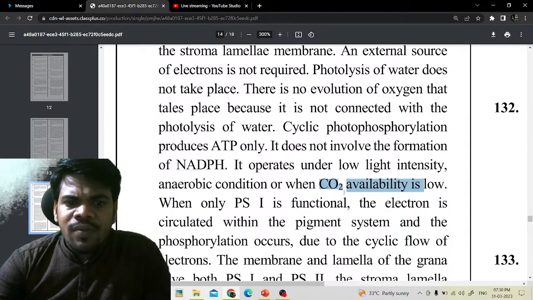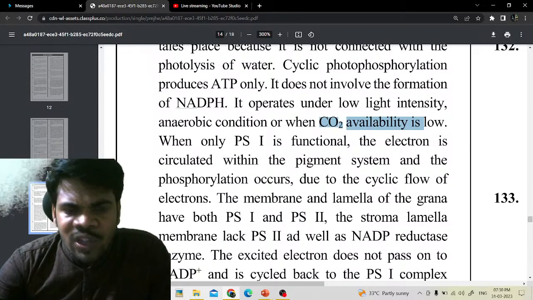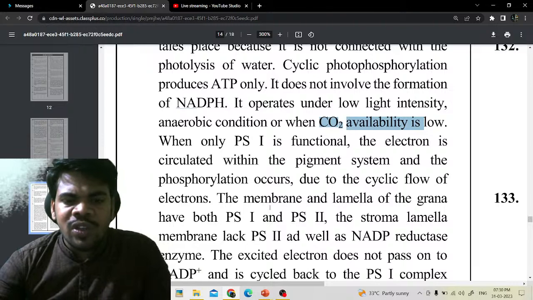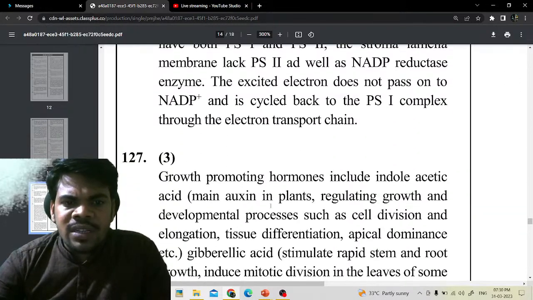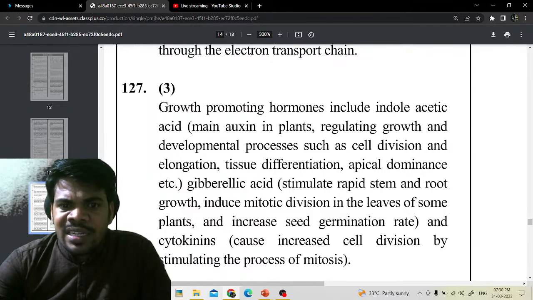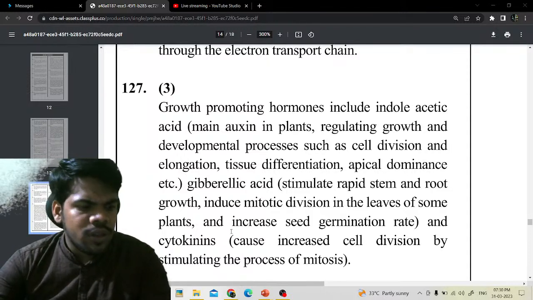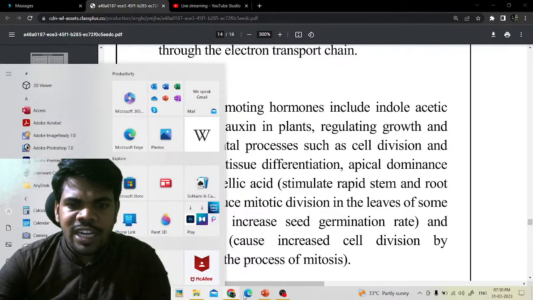When only PS1 is functional, the electron is circulated within the pigment system and photophosphorylation occurs. Shall we move to the next question? These are the growth factors. Growth promoting hormones include indole acetic acid IAA, gibberellic acid GA, and cytokinins. So option 3. Yes, ATP is formed.